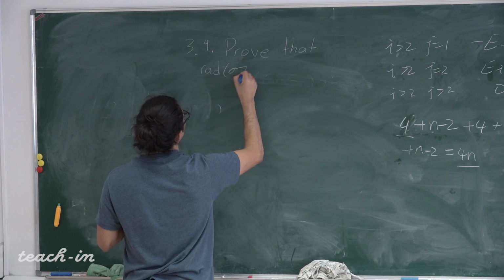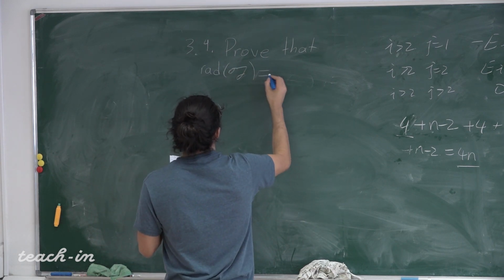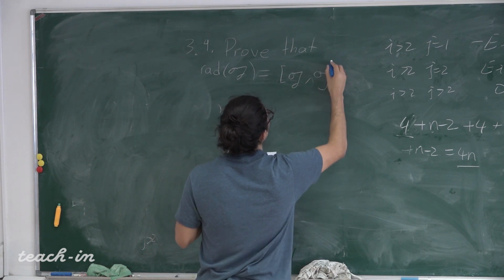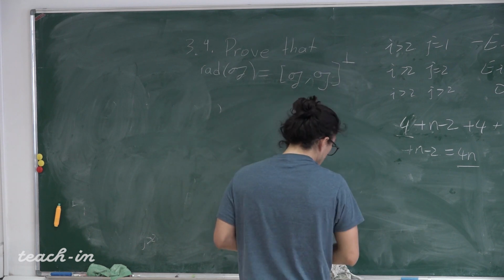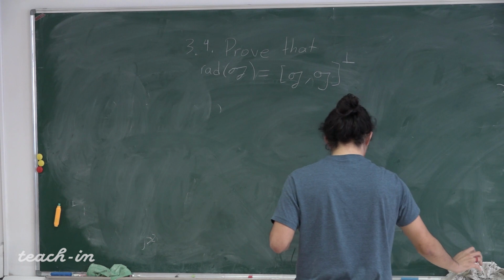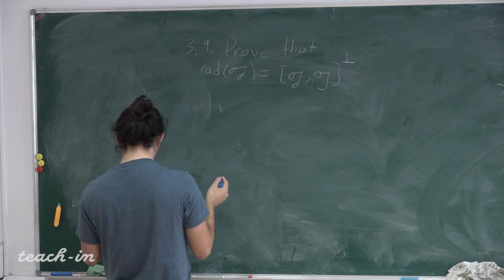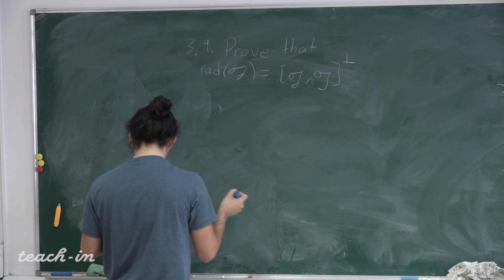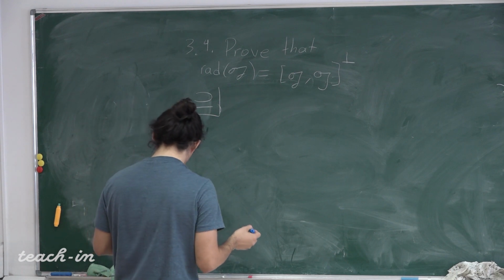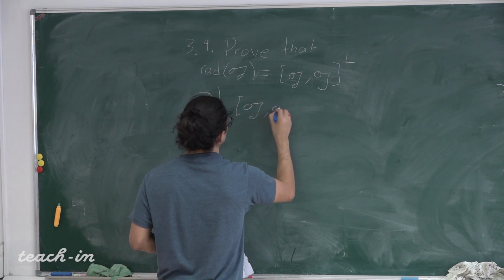It's to prove that the radical of any Lie algebra is equal to the orthogonal of the commutant. Okay, to prove this inclusion, we will take the orthogonal of the commutant.